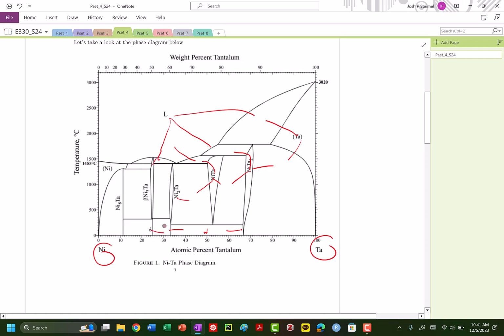This will be alpha plus this. This will be this plus this. This will be this phase plus this. This will be this phase plus alpha. This will be nickel plus nickel. This will be nickel plus this. And this will be obviously liquid plus nickel tantalum.